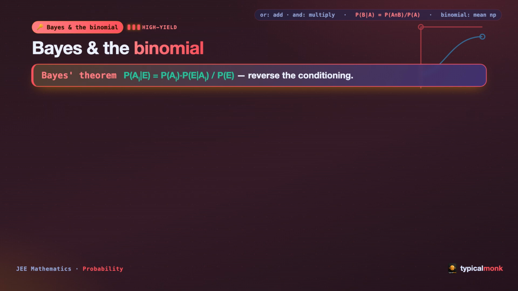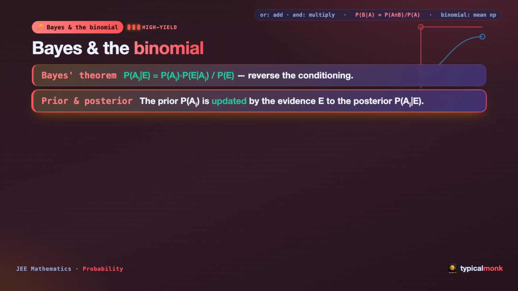Now Bayes' theorem and the binomial distribution. Bayes' theorem: P of Ai given E equals P of Ai times P of E given Ai over P of E. It reverses the conditioning. Prior and posterior.